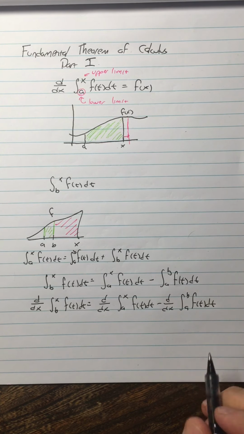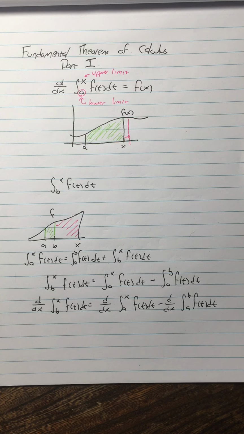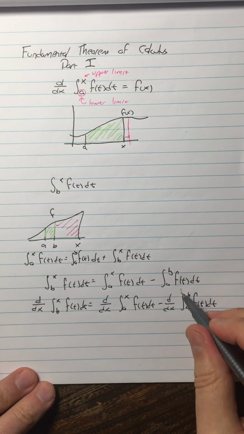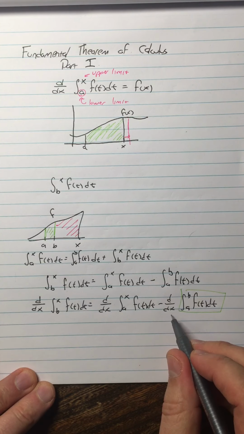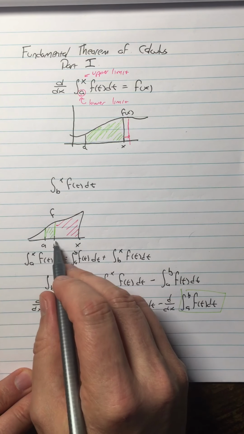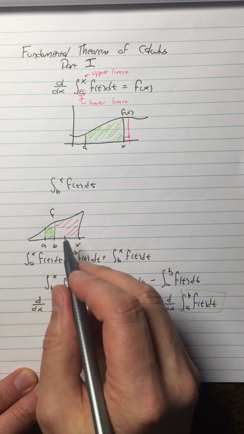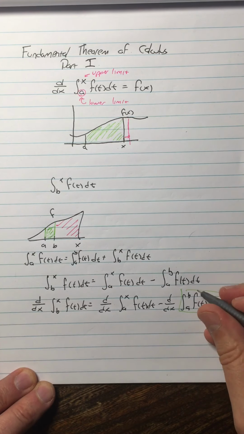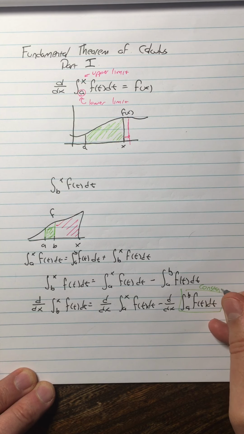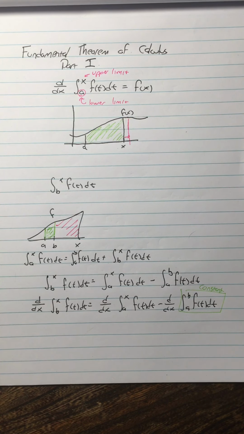All right, and so here's what's important about this. The integral from a to b, we'll just highlight that in green. The integral from a to b is constant with respect to x, right? As x changes, the integral from b to x is changing, the integral from a to x is changing, but the integral from a to b is not changing when you change the x. Therefore, this is constant with respect to the variable x. So its derivative is 0.